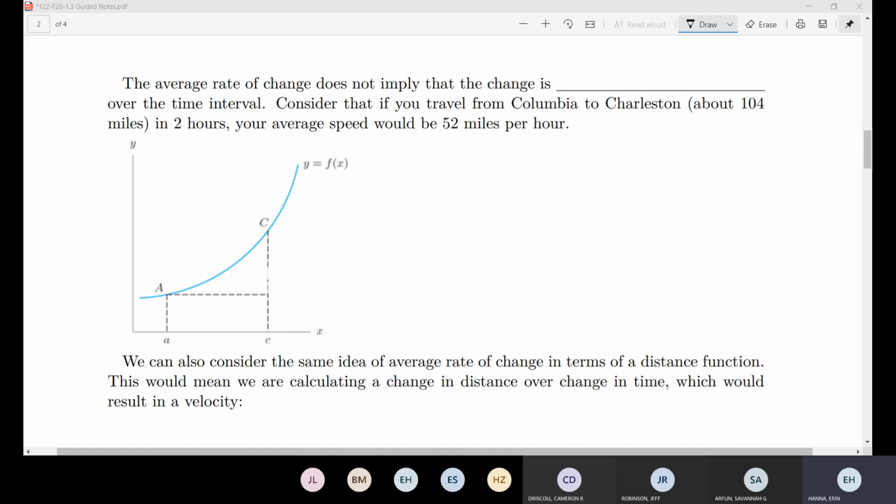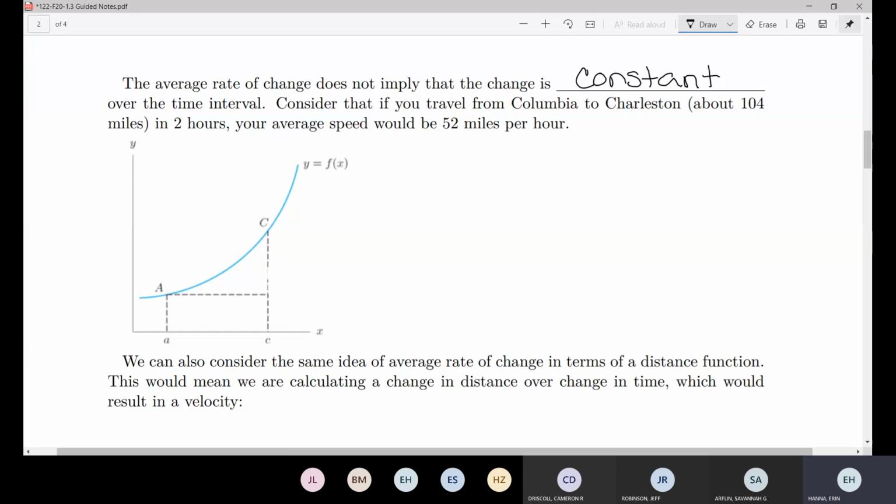The average rate of change does not imply that the change is constant over that time interval, or whatever interval. Consider if you're traveling from Columbia to Charleston, which is about 104 miles, and you do so in 2 hours. Then your average speed would be 52 miles an hour. That did not mean that you drove 52 miles an hour every single minute of that drive. It just means on average, you drove 52 miles per hour. So sometimes you drove less than that, sometimes higher. The average rate of change is not telling you exactly what's happening. It's telling you on average what's going on between those 2 points.